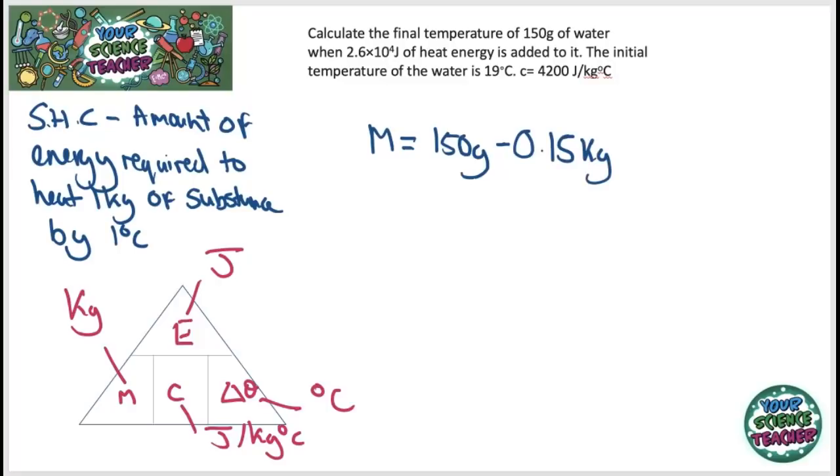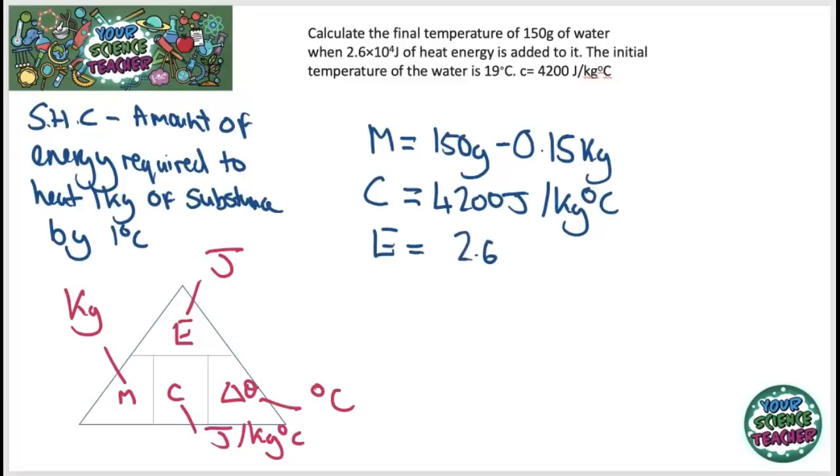I know my specific heat capacity, which is 4,200 joules per kilogram degrees C, because it's water. I know my energy, which equals 2.6 times 10 to the 4 joules. And I know my initial temperature, but I don't know my final temperature. So I don't really know my change in temperature yet. This is what I'm going to have to work out, and then I can use my initial temperature here in the final bit of the question.